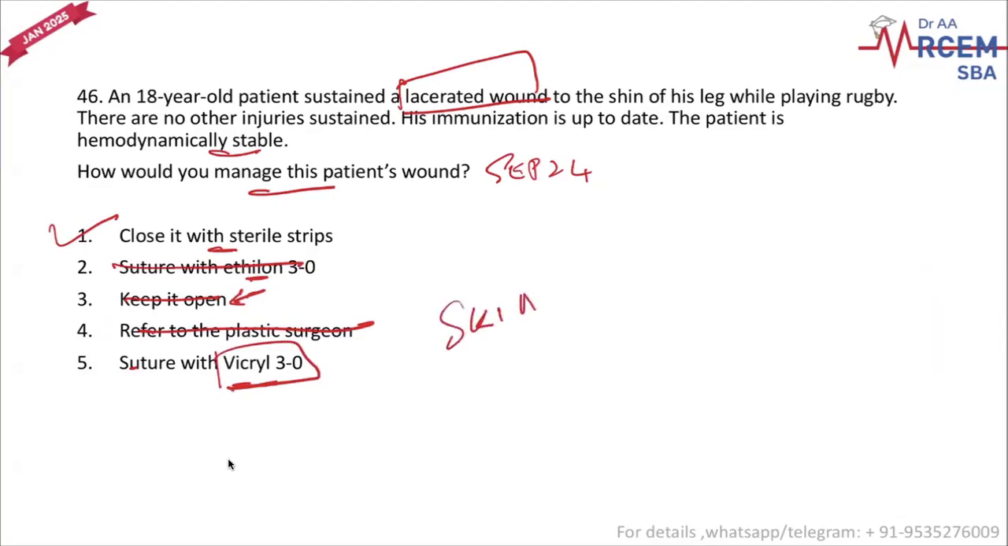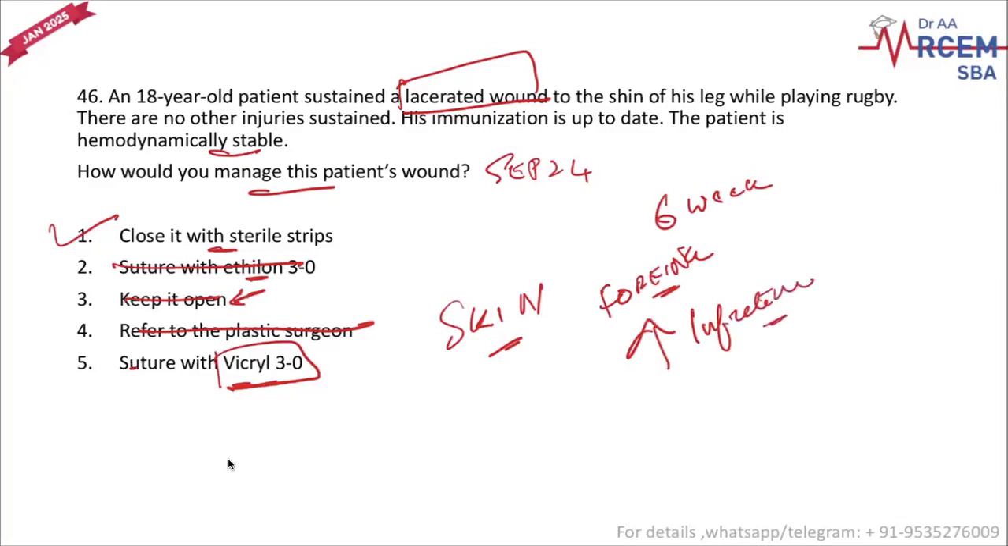Why don't we use an absorbable suture to close the skin? Because to absorb, it takes 6 weeks. This is a foreign object that you're leaving in. The suture material itself is a foreign object. Chances of infection are very high. For that reason, to close the skin, we never use absorbable sutures.